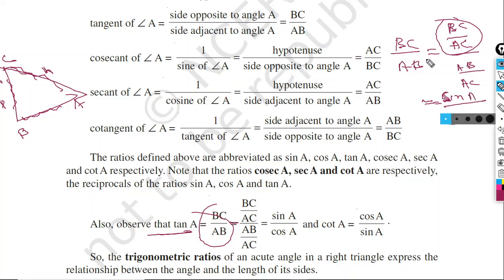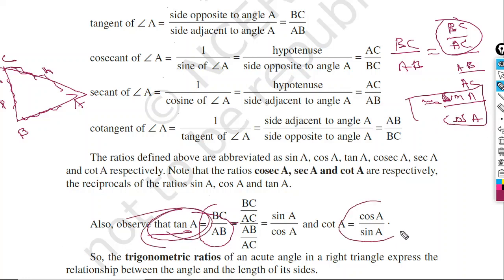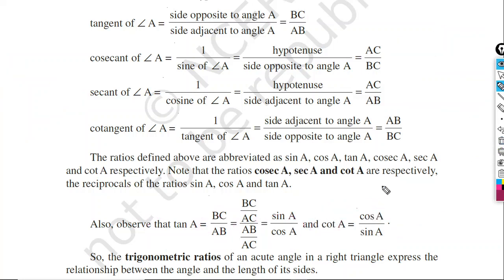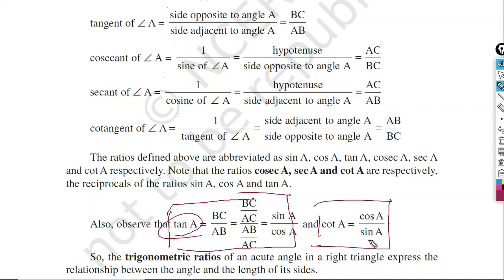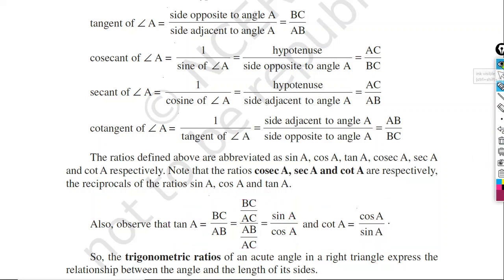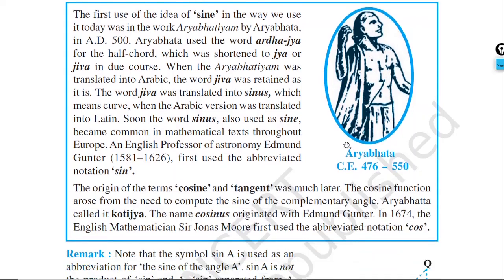So you can write sin A by cos A is equal to tan A. So tan A equal to sin A by cos A, and cot A equal to cos A by sin A. So this is another formula. Tan A equal to sin A by cos A, and cot A equal to cos A by sin A. So another two formulas, please remember them. Now, okay, these are called trigonometric ratios.